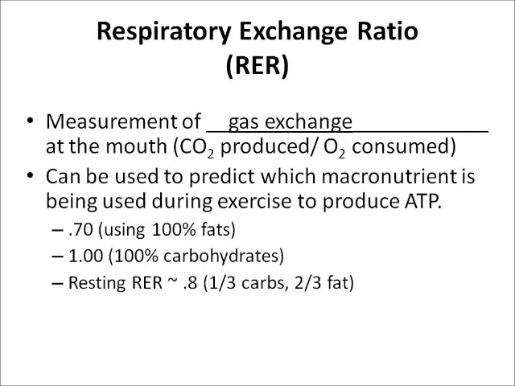Moving on to the next slide, it is respiratory exchange ratio, or RER. RER is measurement of gas exchange, so your blank is gas exchange at the mouth, CO2 produced over O2 consumed. Can be used to predict which macronutrient is being used during exercise to produce ATP. So an RER of 0.7 would be you're using 100% fats. An RER of 1.00 would be 100% carbohydrate. Resting RER is usually about 0.8, or 1/3 carbohydrate and 2/3 fat.